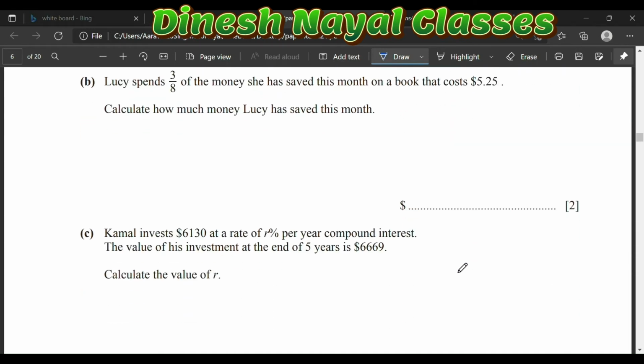Lucy spends 3 by 8 of the money she had saved this month on a book that cost $5.25. Calculate how much money Lucy has saved this month. So you just do 8 by 3 into 5.25. That's very easy. You get the answer as 14. So it's 8 by 3 into 5.25. That is $14.